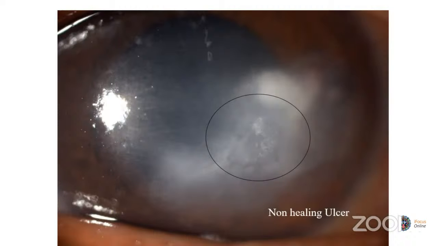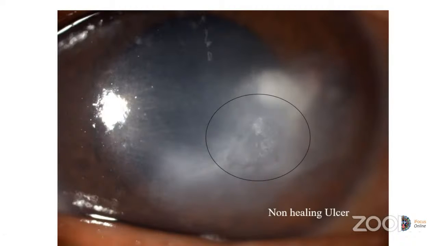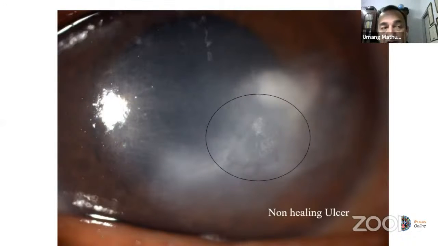Yes, sir. Right? So to help it heal, why do you give lubricants? Why do we give a lot of lubricants in a neurotrophic ulcer? Can anybody help me answer that? So it keeps the surface moist so that with each blink, the eyelid doesn't rub against the cornea. Okay, so let me give you a statement. Corneal anesthesia is the worst form of dry eye.